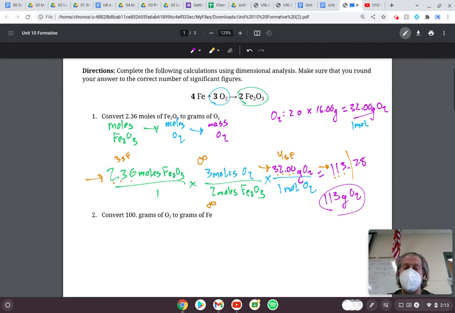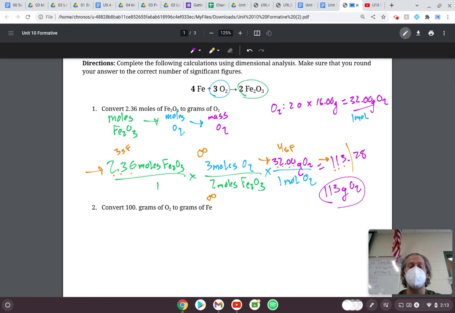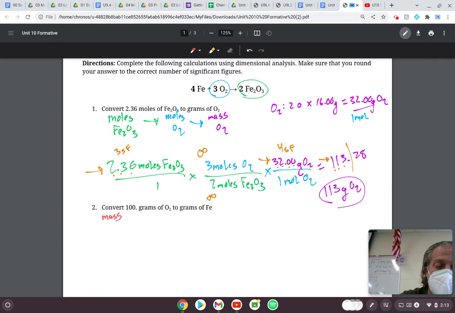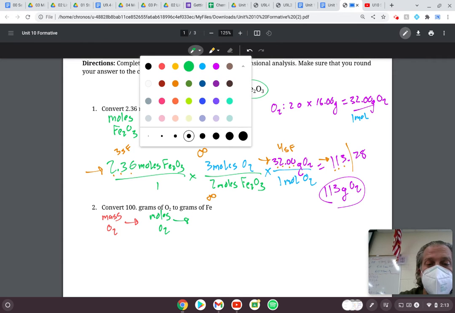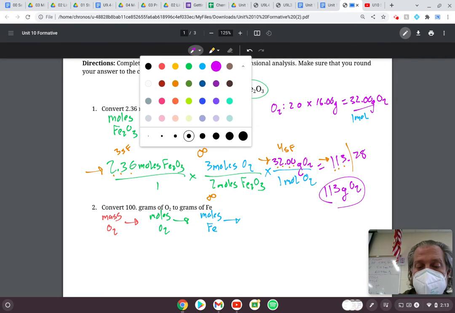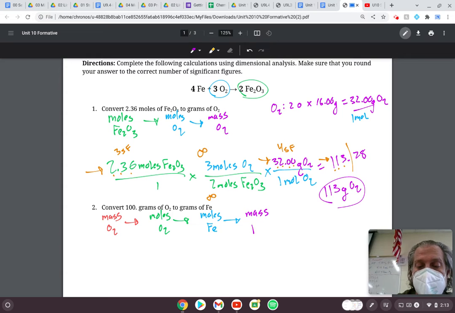And then in the next problem, we are converting grams. So we're going to go from mass of O2 to moles of O2 to moles of Fe to mass of Fe.